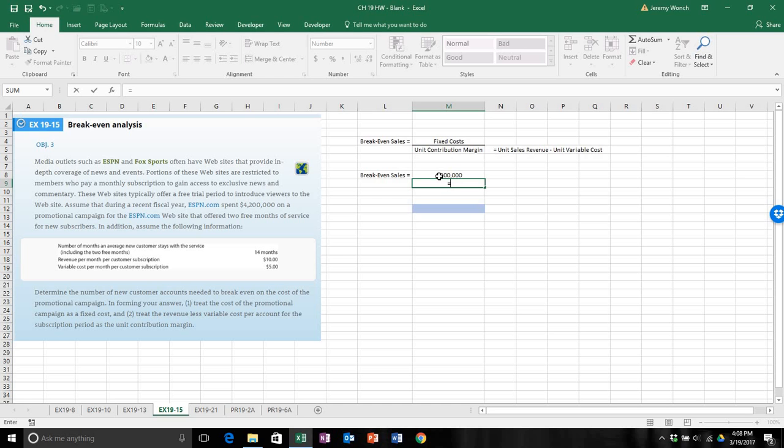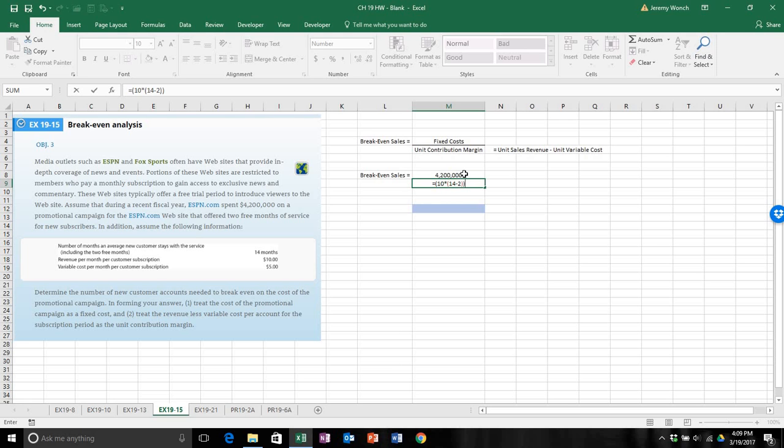And so if we want to figure out the unit sales revenue, each person, it says they're going to charge $10 per month. And the average is going to be roughly over a 14-month period. However, they're going to give 2 months to the subscribers for free. So they're only going to get revenue for 12 months. All right, so that is going to be our total sales per person over a 14-month period.